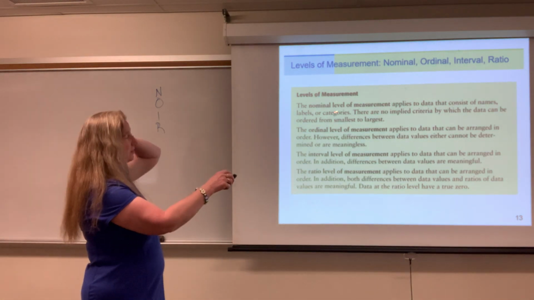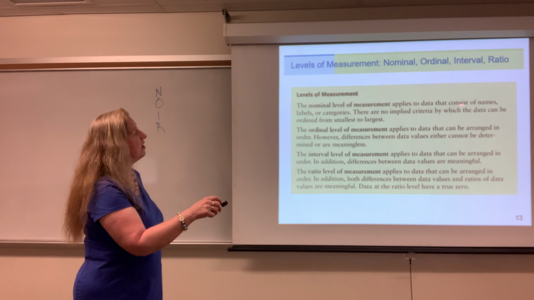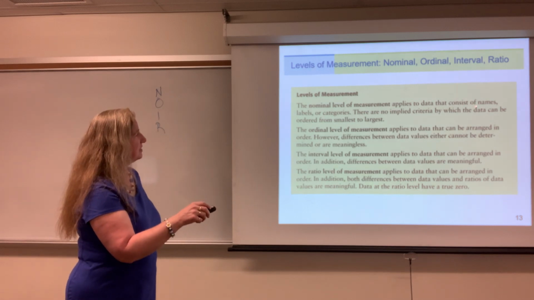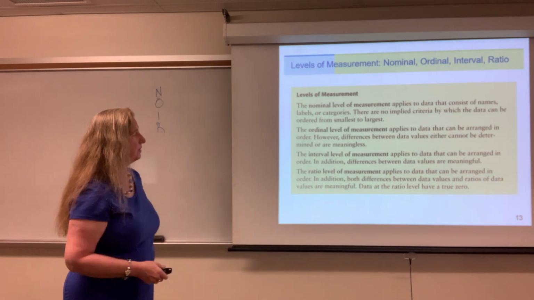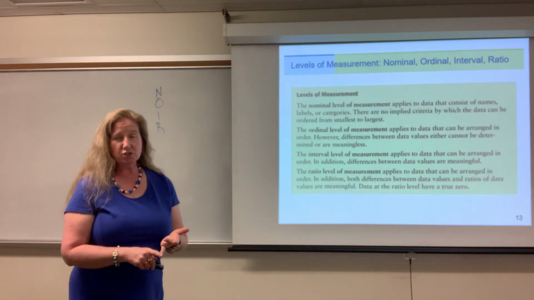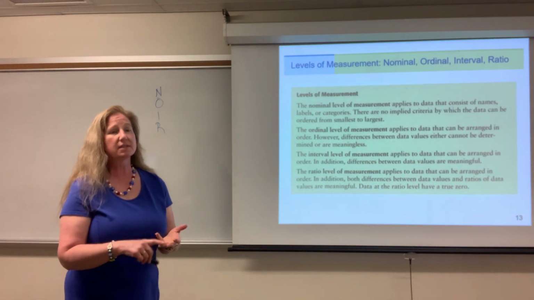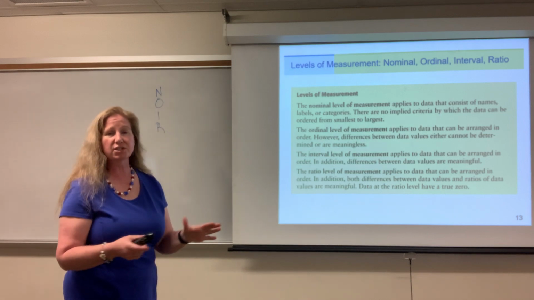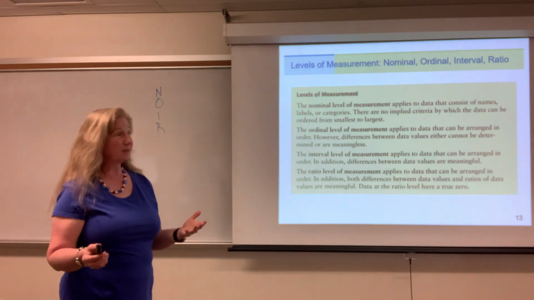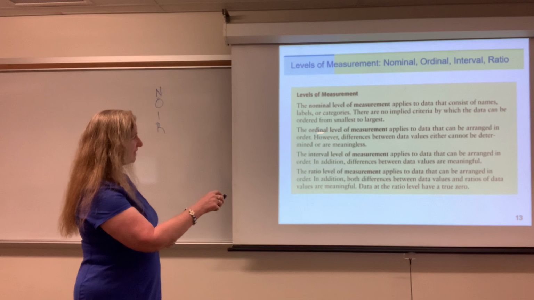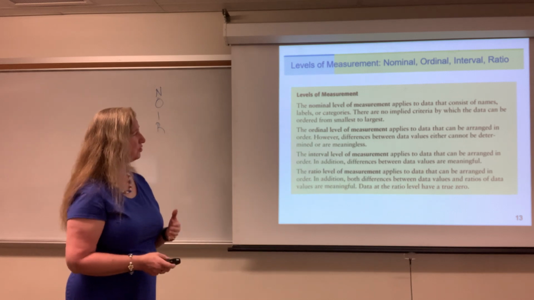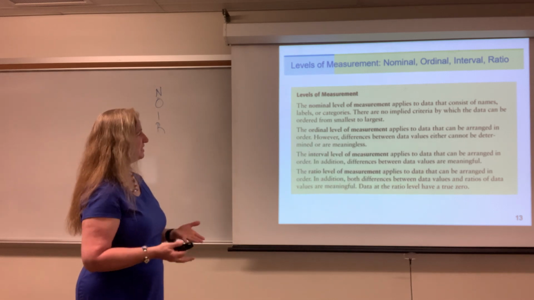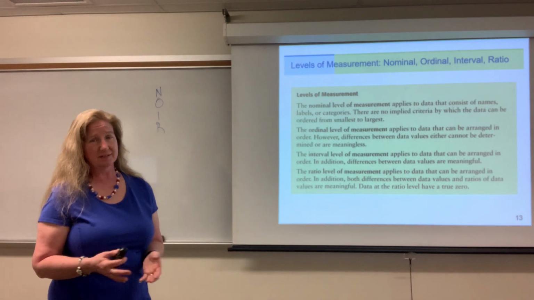So nominal level of measurement applies to all the data that consist of names, labels, or categories. So the instruments in a marching band: trumpets, clarinets, saxophones, euphoniums, percussion, those are nominal. Ordinal, data that can be arranged in order, but the differences don't really mean anything, okay?